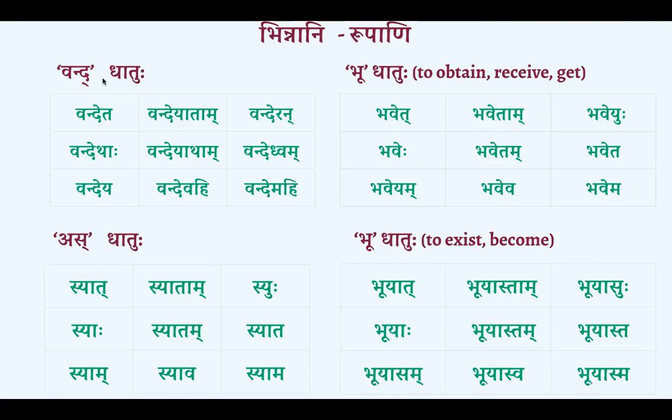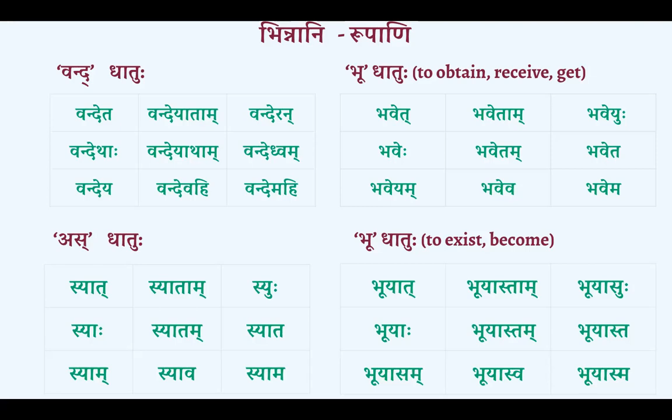Now let's look at Vand dhatu, which has an Atmanepadi form. Gayatri Mahode. Vand dhatu. Vandeta, Vandeyatam, Vanderan, Vandetaha, Vandeyatam, Vandedvam, Vandeya, Vandevahi, Vandemahi.